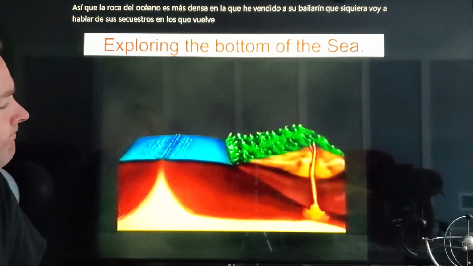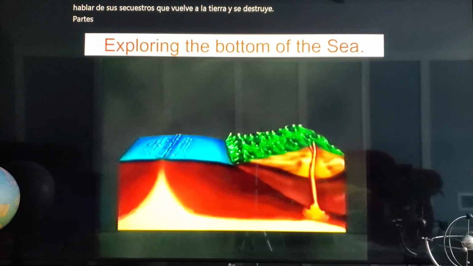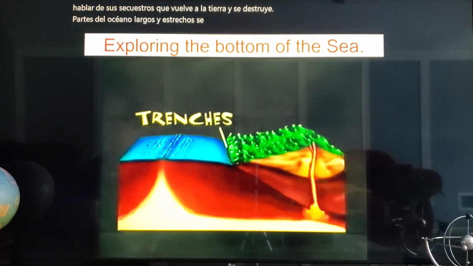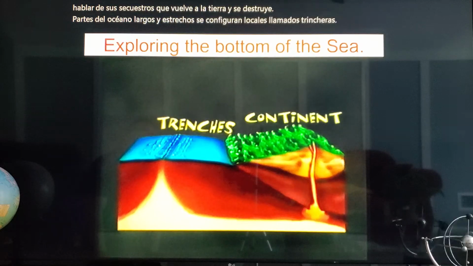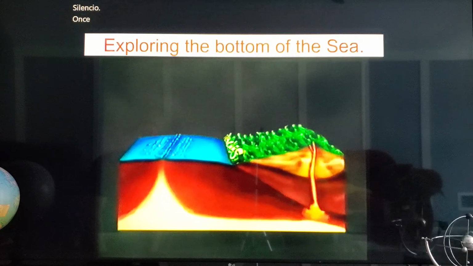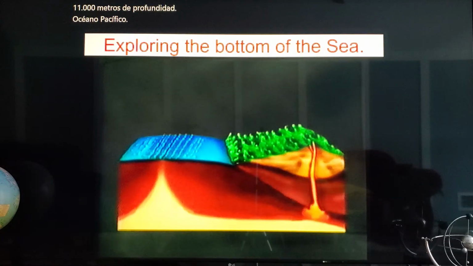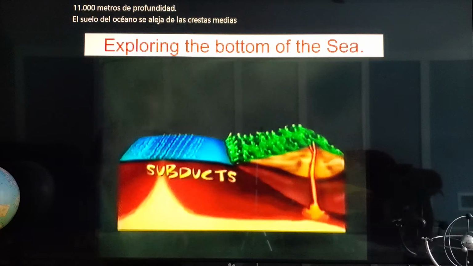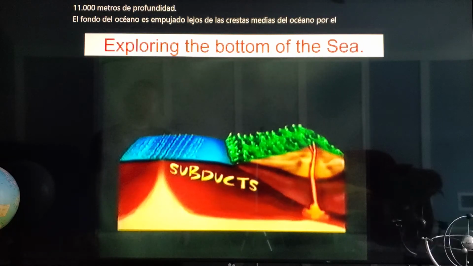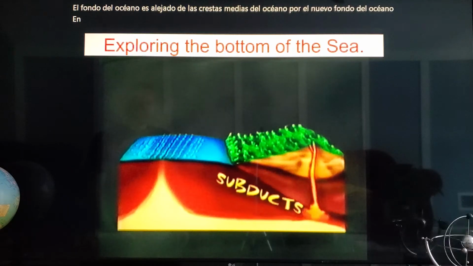Why? The answer lies in the deepest parts of the ocean. Long, narrow, V-shaped crevices called trenches. Found along the edges of the ocean floor, near continents or groups of islands, trenches can be over 11,000 meters deep. Many of the deepest trenches are found around the Pacific Ocean. As older ocean floor is pushed away from mid-ocean ridges by new ocean floor, it eventually subducts or slides deep down into the Earth along the trenches. This leaves the size of the Earth's surface the same.